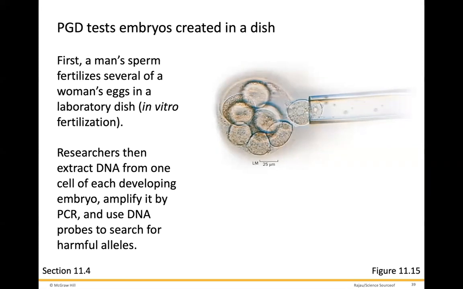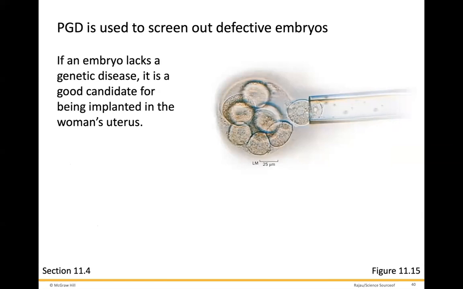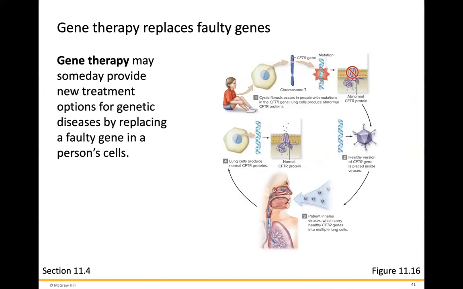Researchers then extract DNA from one of the cells of each developing embryo, amplify it by PCR, and use DNA probes to search for harmful alleles. Essentially, PGD is used to screen out defective embryos. If an embryo lacks a genetic disease, it is a good candidate for being implanted into the uterus. There's also some ethics behind whether you should do PGD or not for selecting particular embryos.